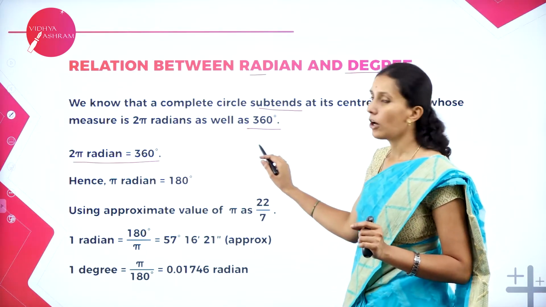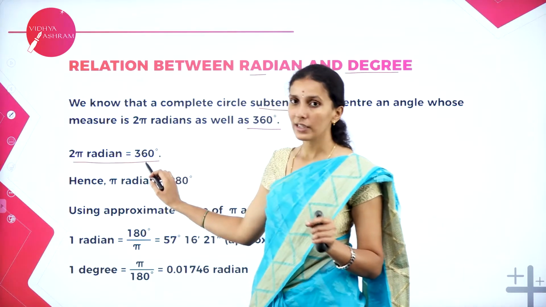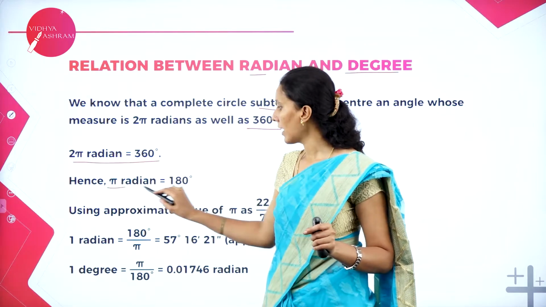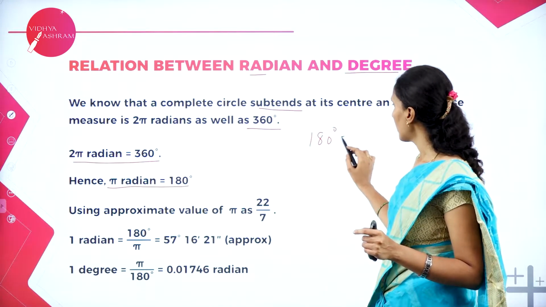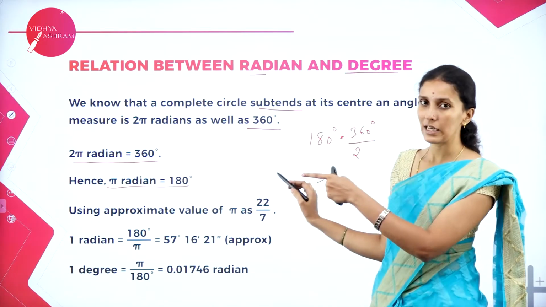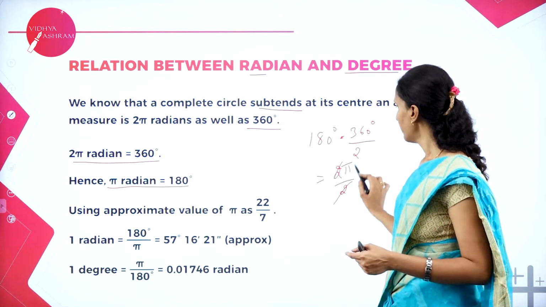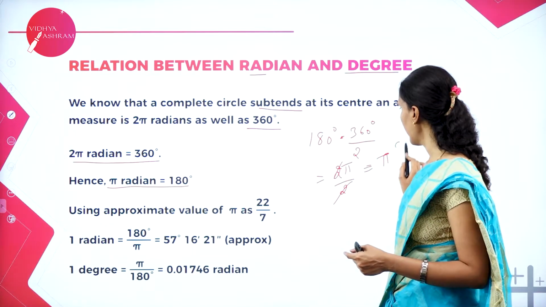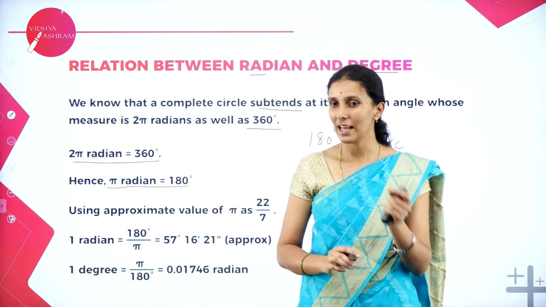Therefore, the angle of a semicircle is 180 degrees. If 2 pi is for 360, then it is pi radian for 180. So if you want 180 degrees, then it is 360 degrees divided by 2. What is your 360 in terms of radian? 2 pi. So 2 pi by 2, which is nothing but pi radian. And the value of pi can be taken as 22 by 7.